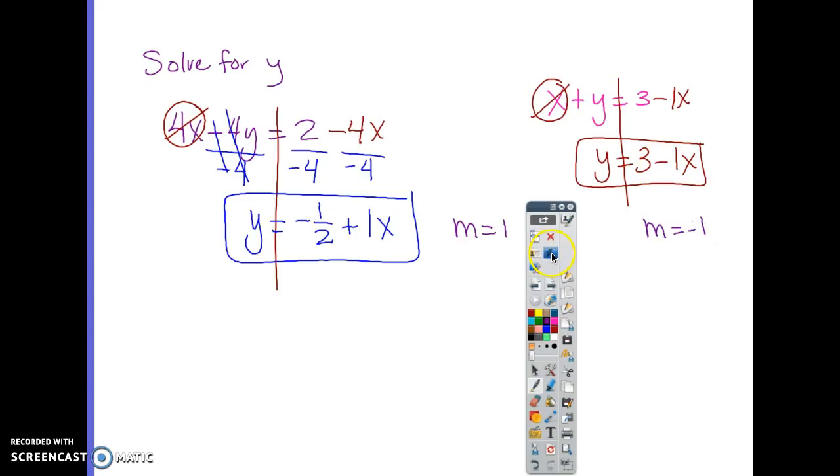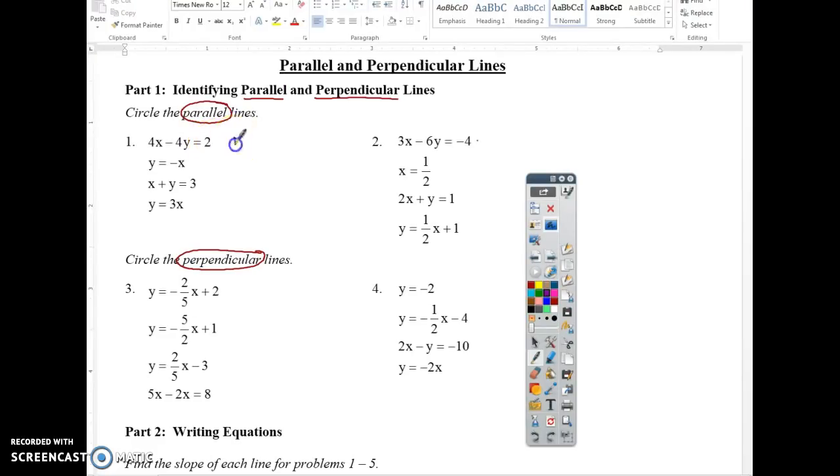So now let's go look at our equations. Right here next to this one, I would put m equals 1. Next to this one, what's the slope of this? Negative 1. So m equals negative 1 for this one because there's a negative 1 in front of the x. The slope of this one was also m equals negative 1. And what's the slope of this one? 3. M equals 3. It says circle the parallel lines. Which two are parallel? The second equation and the third equation. That's all you have to do for problem number 2.